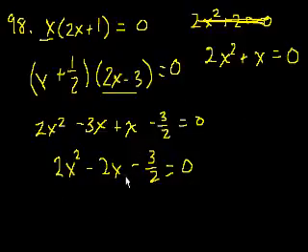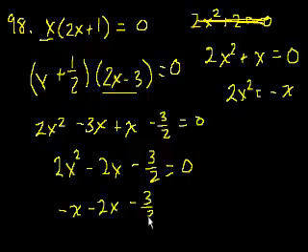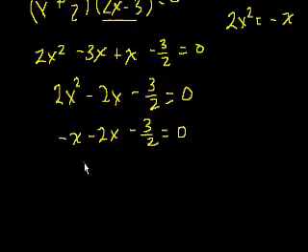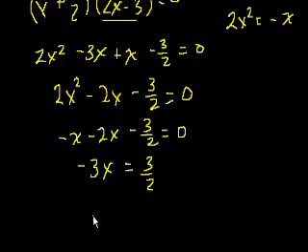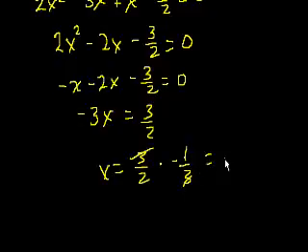Fair enough. So we know 2x squared, so we could just write that 2x squared is equal to minus x, and then substitute this information in here. So we get 2x squared is equal to minus x. Minus x minus 2x minus 3/2 is equal to 0. So you get minus 3x is, let's add 3/2 to both sides, equal to 3/2. And then divide both sides by minus 3. You get x is equal to 3/2 times minus 1/3. So that is equal to minus 1/2. And that is choice B.